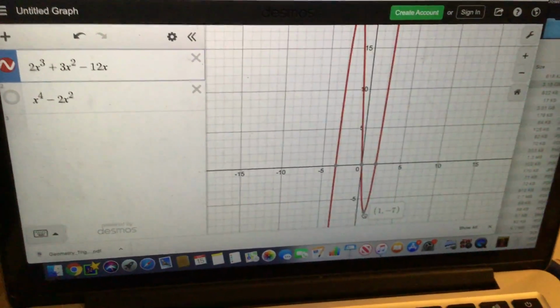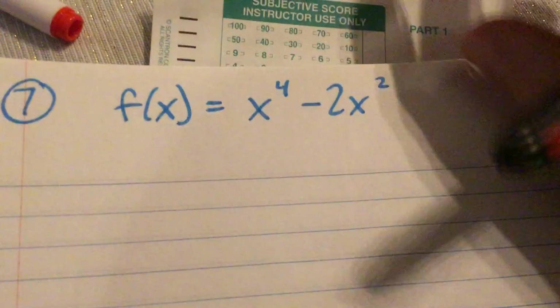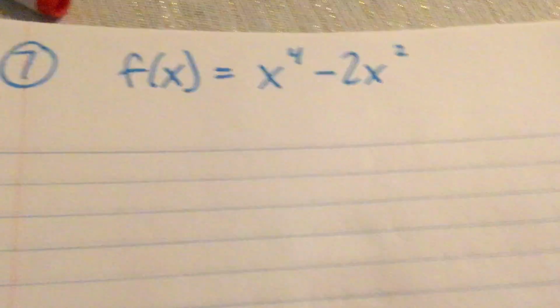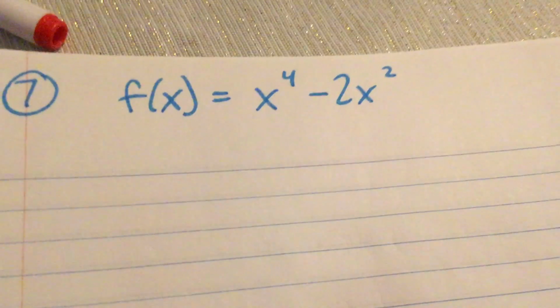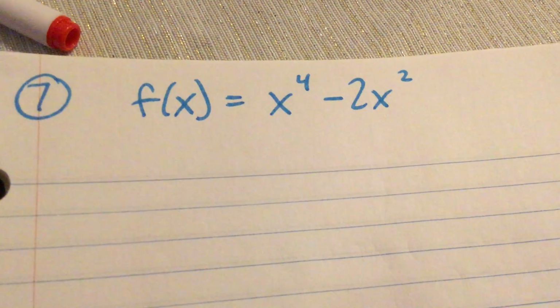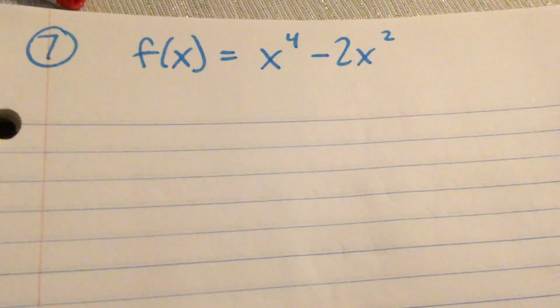Okay, one more, and then we'll call it a day. So, f of x is equal to x to the 4th minus 2x squared. This one might take a while, so get a breather, pause the video if you need to. Let's get on with it.